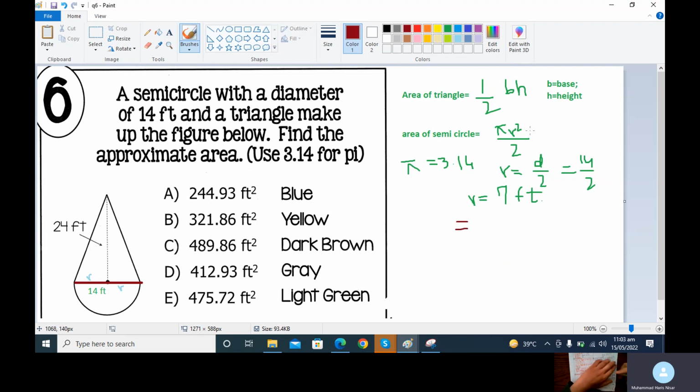Let us put these values of r and pi in this to find the area of the semicircle. The pi value is 3.14 and the r value is now 7, isn't it? So 7 square divided by 2 is equal to 3.14 multiplied by 7 square. So 3.14 multiplied by 7 square, it will be equal to 49, isn't it? 7 7s are 49. Now simplify 3.14 multiplied by 49.